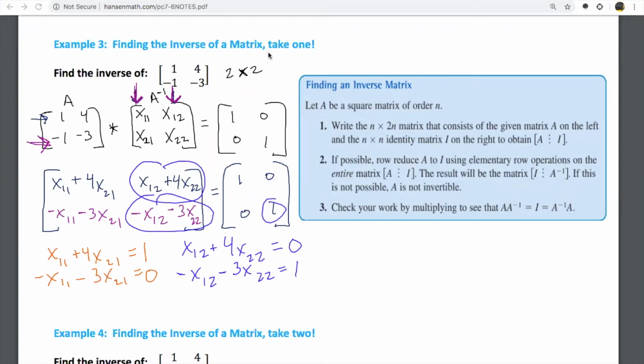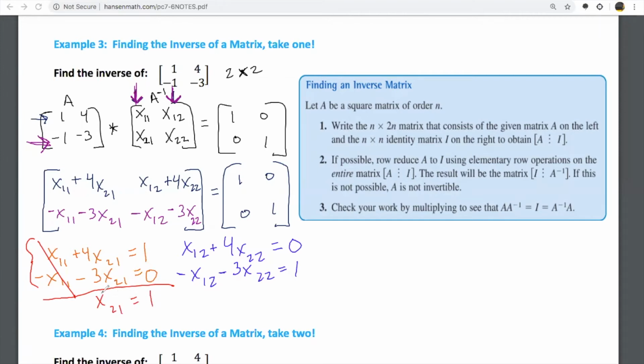Okay, so now what I have here is I've set up for ourselves a nice system of equations, and we're going to be able to find out what these unknown x variables are worth. So with this system right here, we're going to sum it up and see what happens. x11 minus x11 cancels. 4x21 minus 3x21 is x21, and 1 plus 0 is 1.